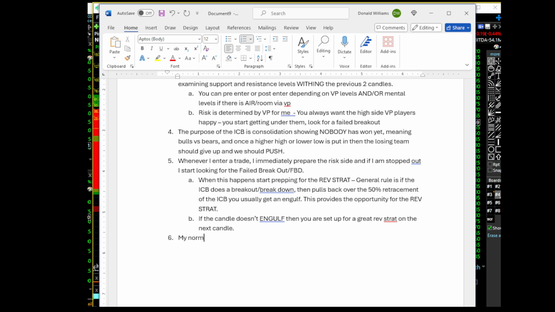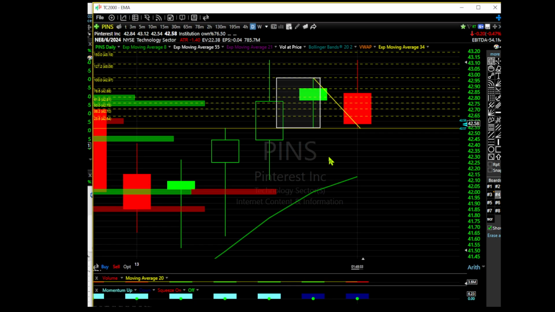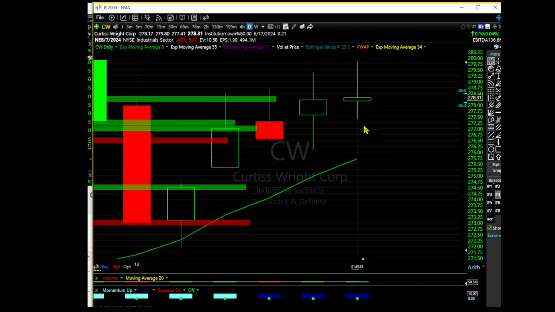My normal shortest time frame to play is daily. However, I do play shorter time frames down to the 15-minute. They're just not as often. And I'll give you an example of one today. I think it was CW.